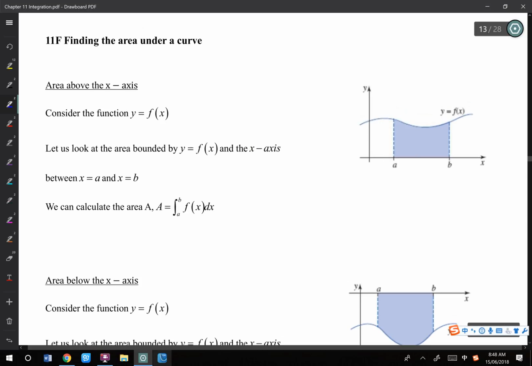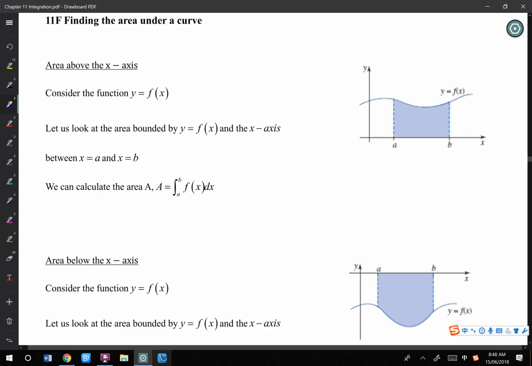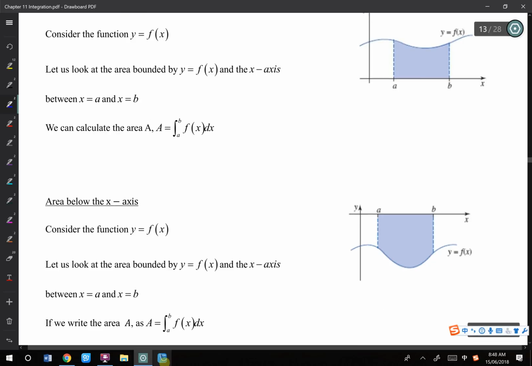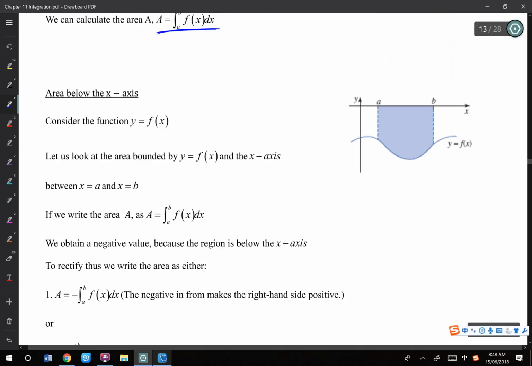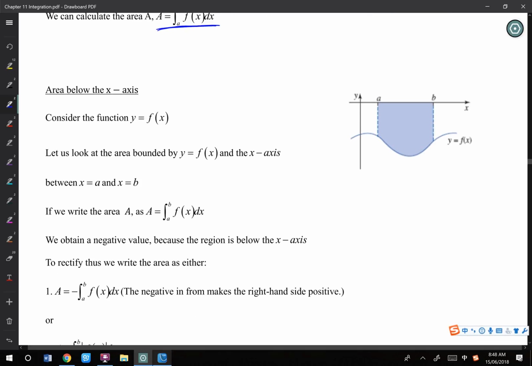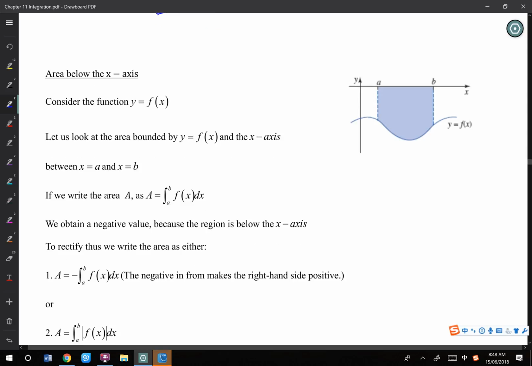So if you think about the area, well, I have sketched f(x), and the area you want in between a to b is all above the x-axis. Okay, all above the x-axis. I can just say the integral from a to b of f(x). Well, that's what we already know from yesterday.